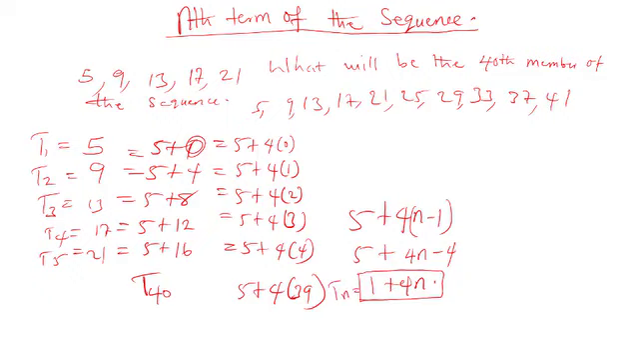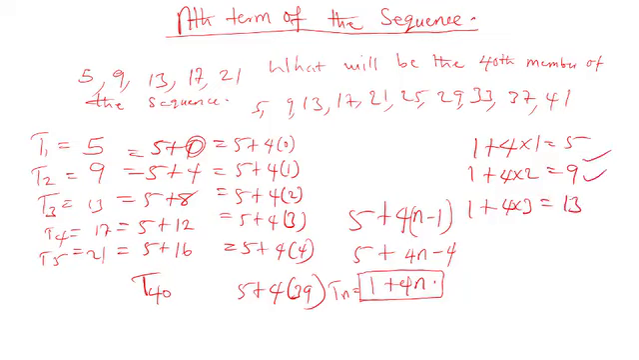So if you apply this to the first term, it is 1 plus 4 times 1, which is equal to what? 5. And the second term now is 1 plus 4 times 2. 2 times 4, 8 plus 1, 9. You do that to the third term, 1 plus 4 times 3. Our third term is what? 13. So the nth term of this, that's Tn, is equal to 1 plus 4n.